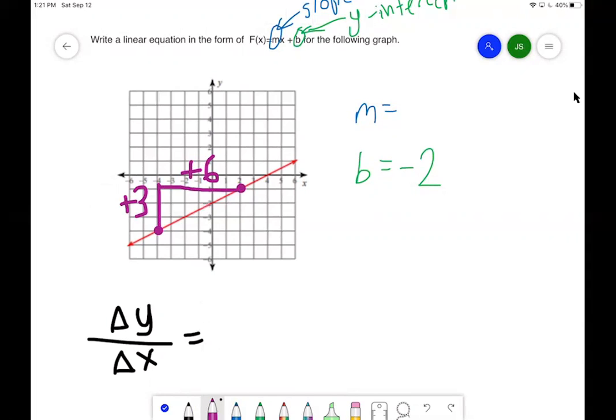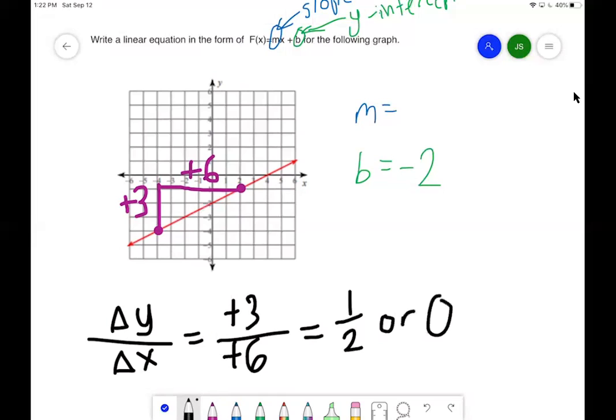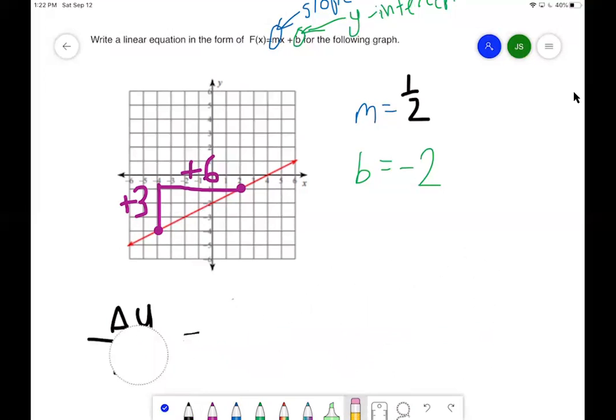Now we need to type it into that same formula. The change of y simply refers to how many did it go up or how many did it go down? Well, it actually went up 3, so plus 3 over how many did it go side to side? It actually went 6 to the right, so that'll be plus 6. And I've always told you, when you're simplifying things like this, you've got to make sure you leave them in the simplest form. So 3 over 6 can be simplified to a half, or you can also leave it as 0.5, up to you. But for me, I'm going to take the half for my m. But again, you're not wrong if you want to take the 0.5. And that's pretty much it for my slope.